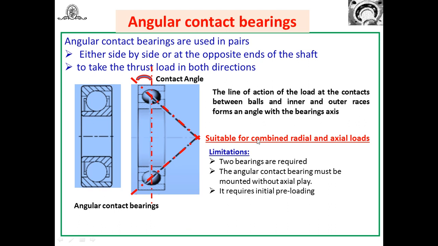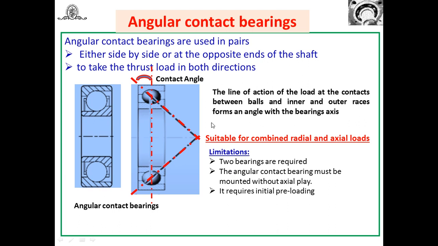Try to understand. The line of action of the load, as I have mentioned, at the contact between the balls and the inner and the outer races makes an angle with the axis of the bearing. This angle is known as the contact angle. And because of these two components, radial and axial, it is suitable for combined radial and axial load.